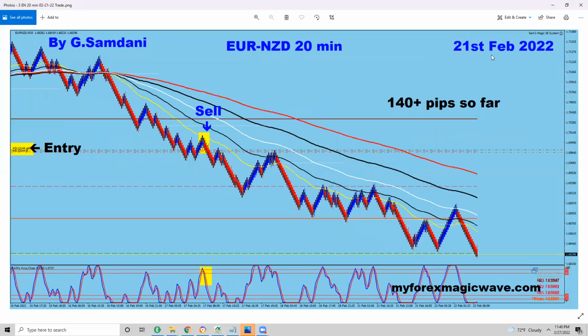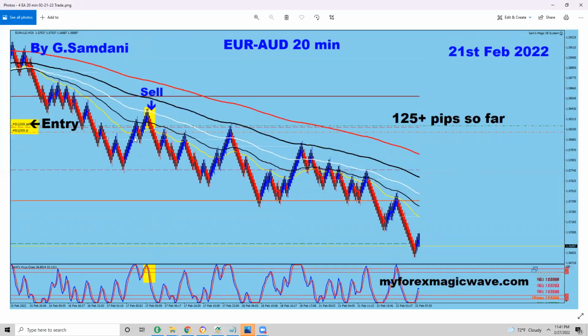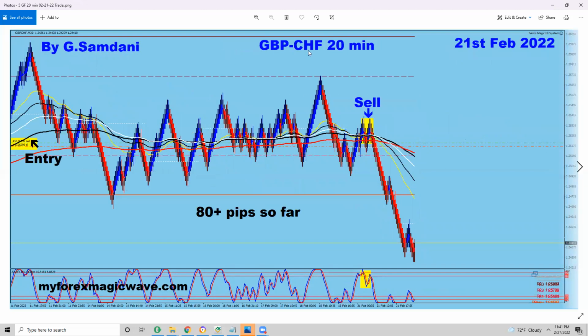So now here, the 21st again, Euro NZD. Like I said, the euro was getting weak, so all euro pairs were going down. Euro NZD, here, the short entry and all the way to 140 pip. Here's Euro Aussie. Again, the entry was on the 17th, last Thursday, and the trade was closed on Monday. 125 pip sell on Euro Aussie. And Pound Franc, the same day, 21st Feb, here's the entry and an 80 pip sell order.